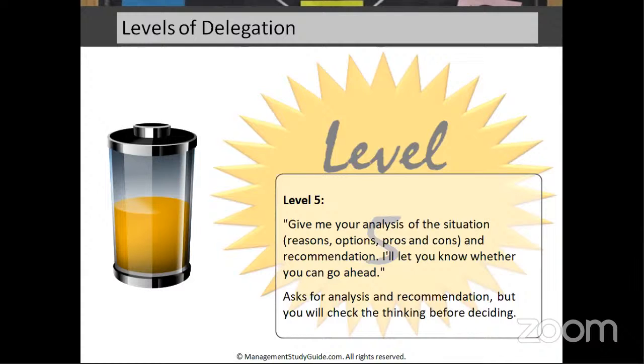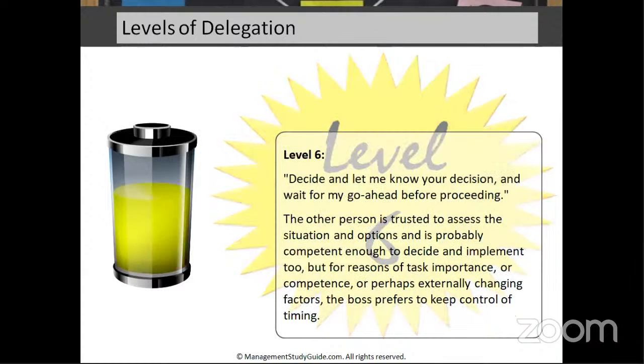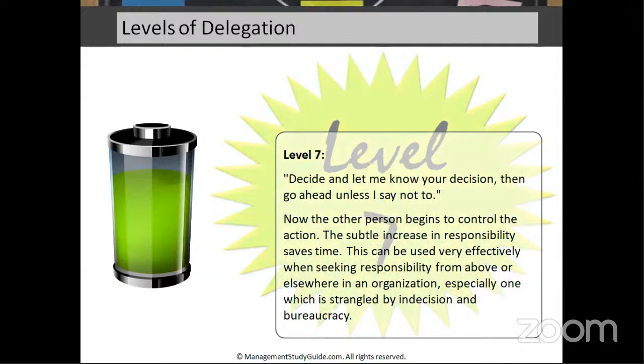You will check the thinking before deciding. Level 6, decide and let me know your decision and wait for my go ahead before proceeding. The other person is trusted to assess the situation and options and is probably competent enough to decide and implement too, but for reasons of task importance or competence, or perhaps externally changing factors, the boss prefers to keep control of timing.